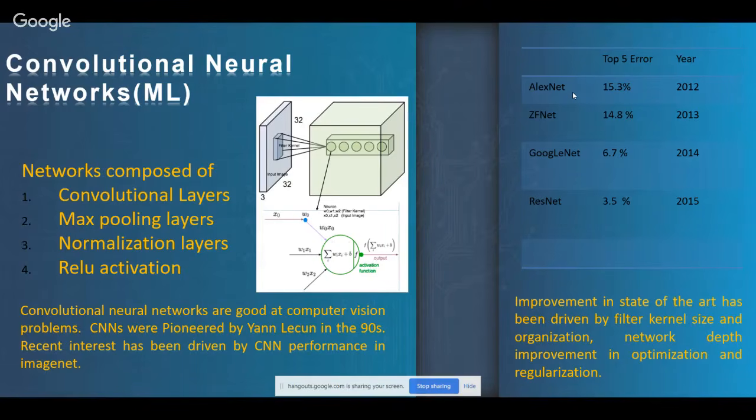convolutional neural network architectures. And the improvement in the network architectures has been driven by depth, deeper, bigger networks, and by filter kernel size. And this is my opinion. This is what I think when I look at the architectures. This is what I think has fundamentally made one architecture better than another.